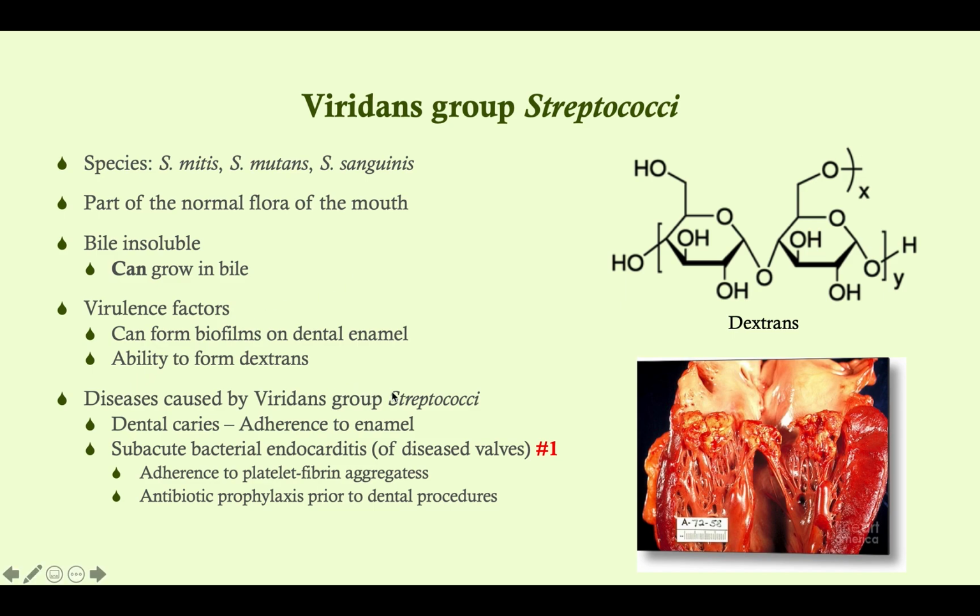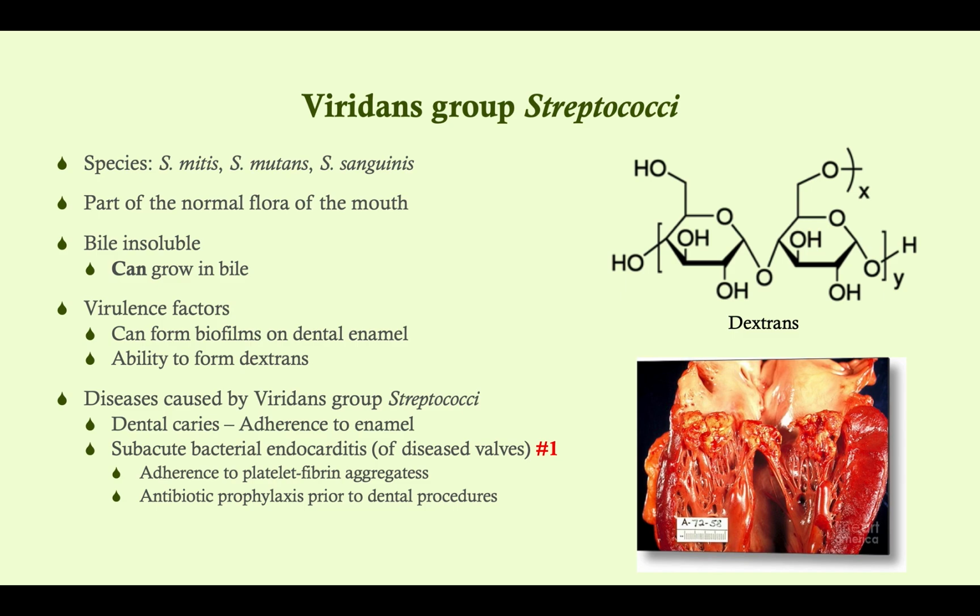So the diseases caused by Viridans group strep are dental caries. What happens here is the Viridans strep begins to adhere to the enamel on the teeth. This is why it's important to brush your teeth to prevent any of these colonies from adhering to your enamel. If they are allowed to adhere to the enamel, they form these biofilms, which eventually then, through bacterial metabolism, will wear down the enamel, ultimately wearing down the bone of the tooth, which then causes a cavity. That's what a dental carie is, a cavity.